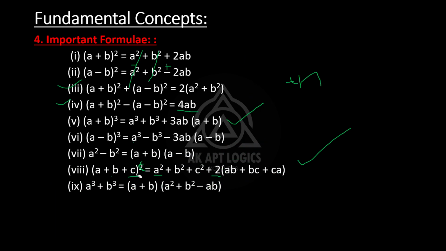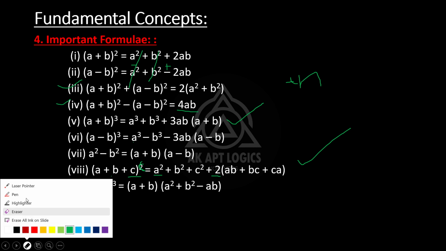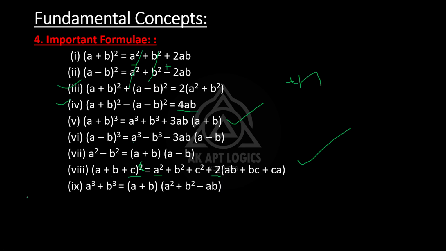a cube plus b cube is equal to (a plus b) into (a square plus b square minus ab). So you have to memorize these formulas. a cube minus b cube is equal to (a minus b) into (a square plus b square plus ab). This is also a formula which is very familiar to you, but you may have forgotten because it's a long gap. Eighth class means it's a very long gap.